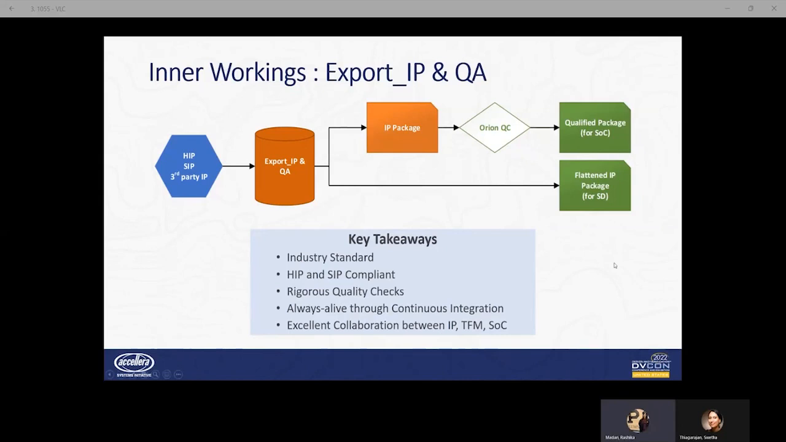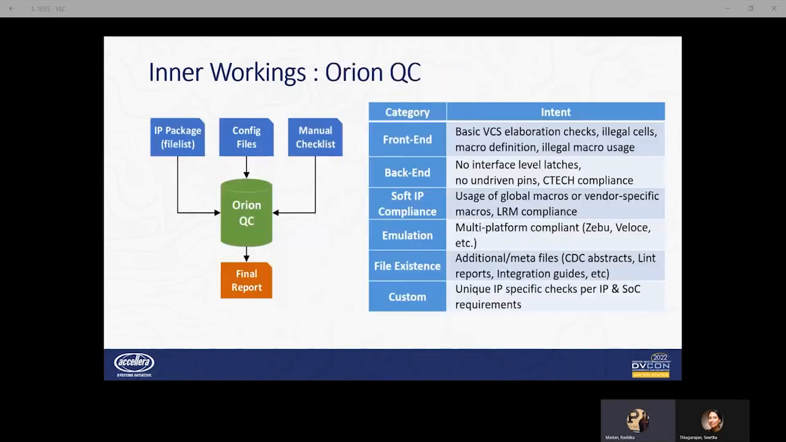Moving on to the inner workings of Orion QC. So the finally generated package, which is qualified, is now passed through a quality checker, which can be configured as per the drop requirements defined by the IP contract. The tool runs on the generated package to ensure that the front-end, back-end, and SIP compliance checks are met, and it meticulously passes through the package to guarantee that it meets the PLC milestone requirements.